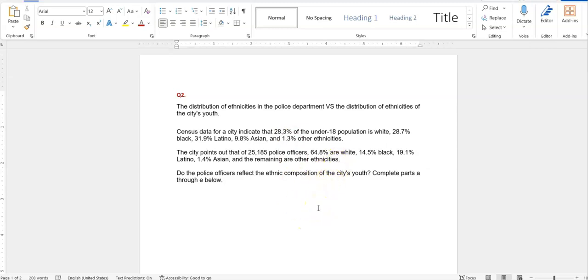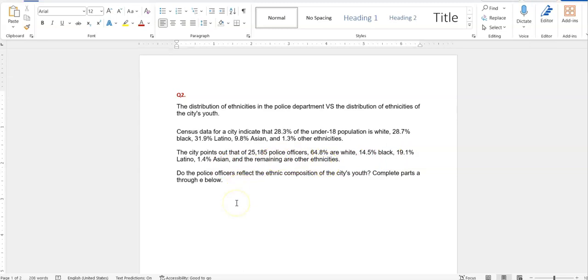is white. This percent is Black, Latino, Asian, and other ethnicities. Okay. What is this? Census data for a city under the age of 18. Okay, youth population in the city. On the other hand, the city points out that 25,185 police officers, this percent is white, Black, Latino, Asian, and remaining are other ethnicities.